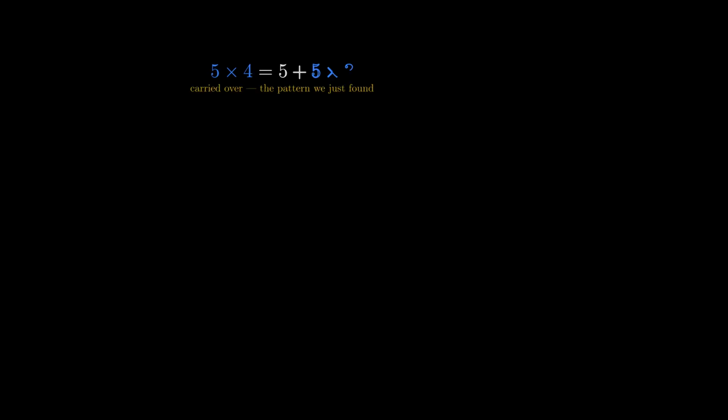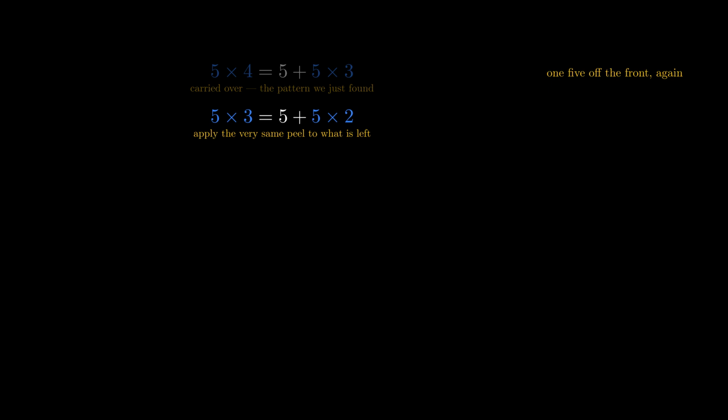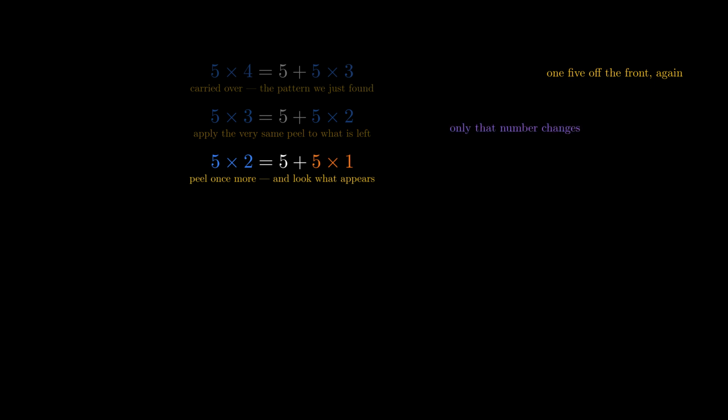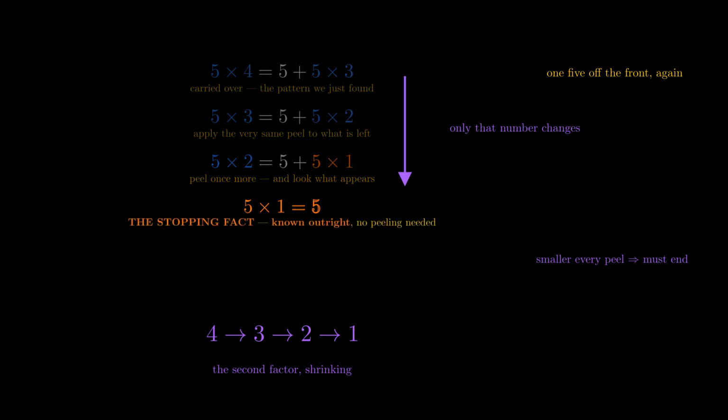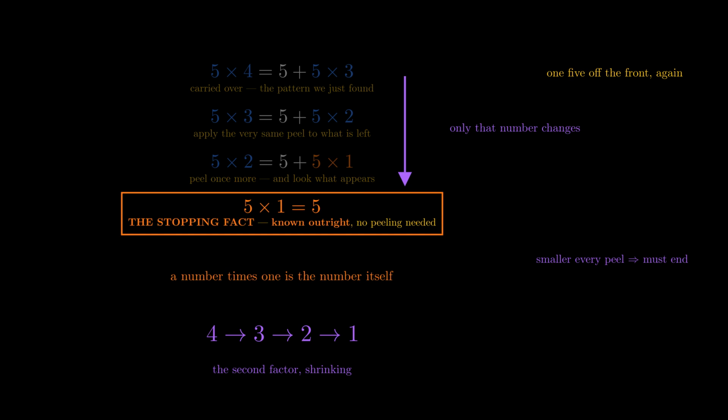The same move works on what is left. 5 times 3 peels apart the same way. One 5 off the front, leaving 5 plus 5 times 2. And 5 times 2 becomes 5 plus 5 times 1. Look down the lines. Every one takes the star operator between 5 and some number, and only that number changes. 4, 3, 2, 1. Each peel makes the problem smaller, so this cannot go on forever. At 5 times 1, the problem is so easy we know the answer outright. A number times 1 is the number itself, 5. That known fact is where the peeling stops.